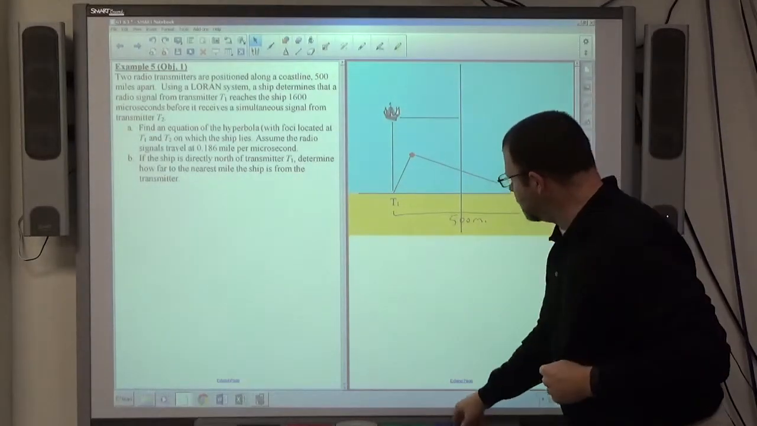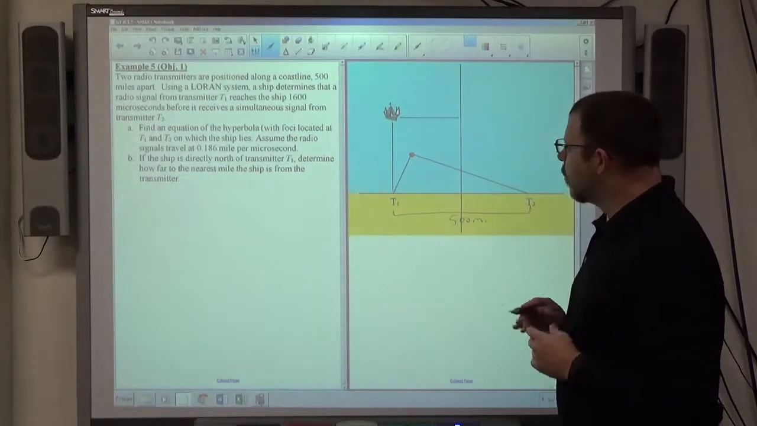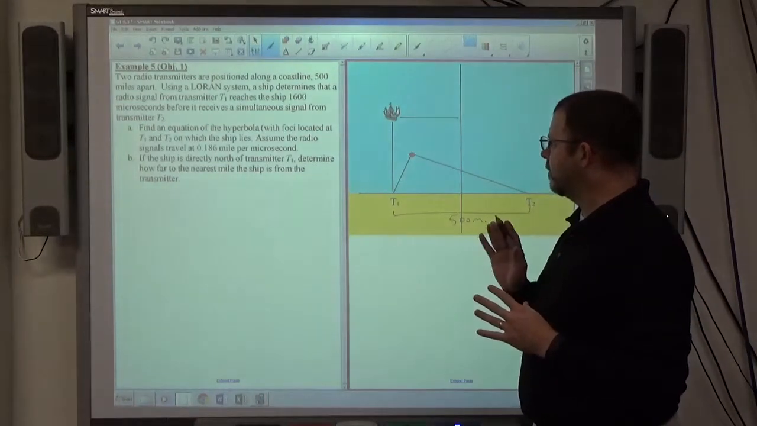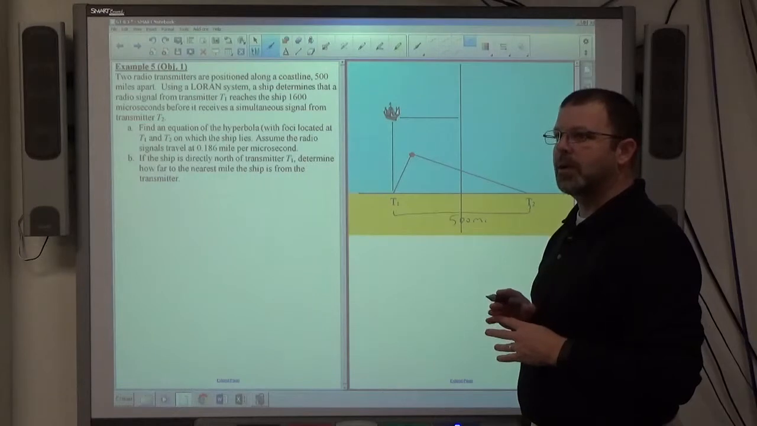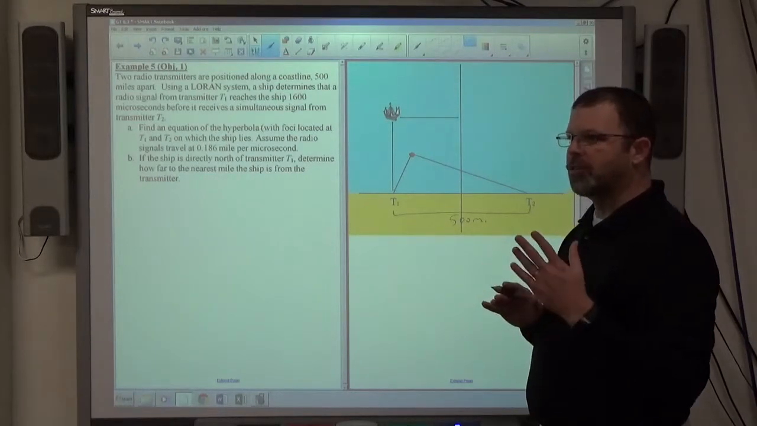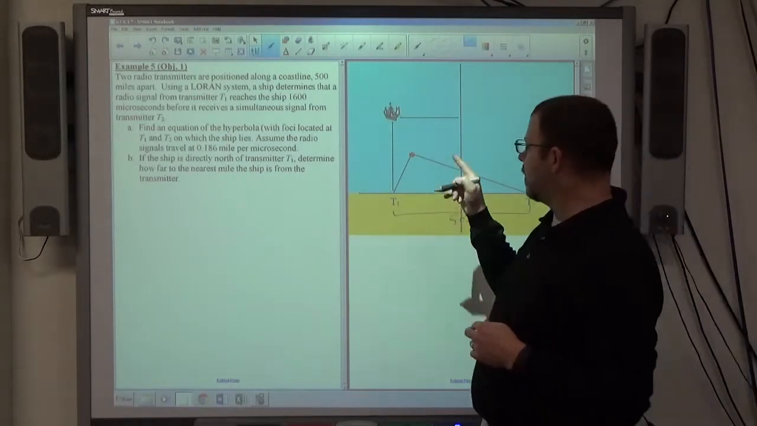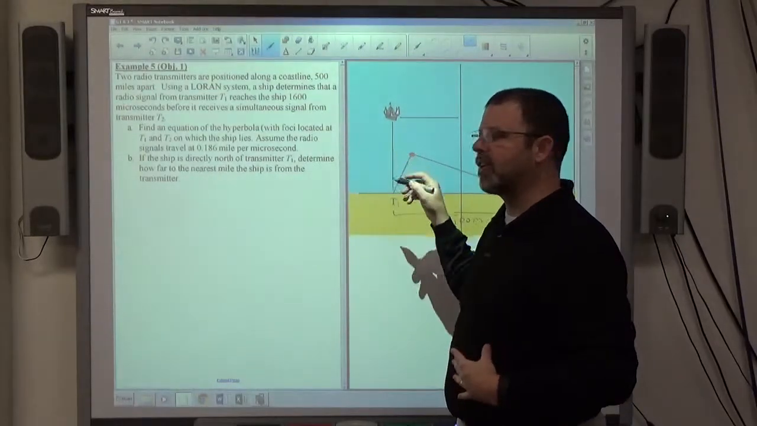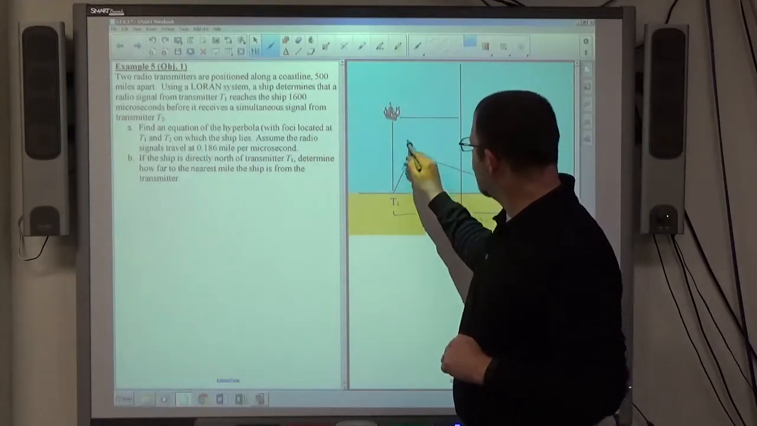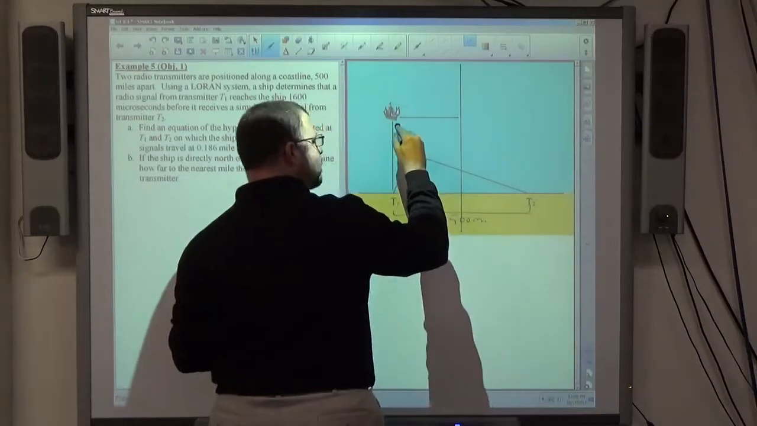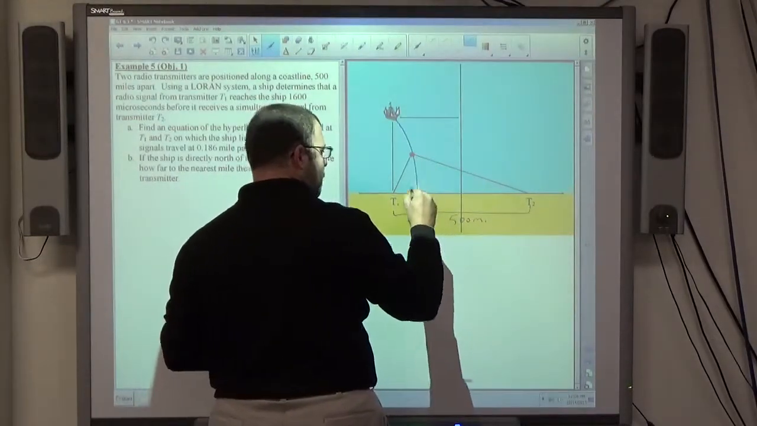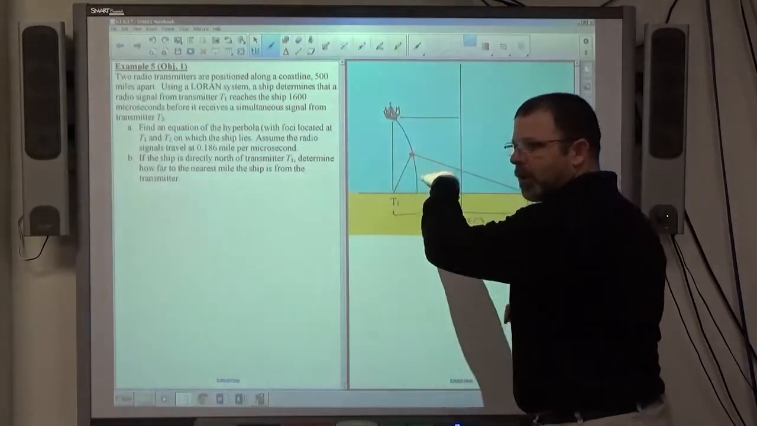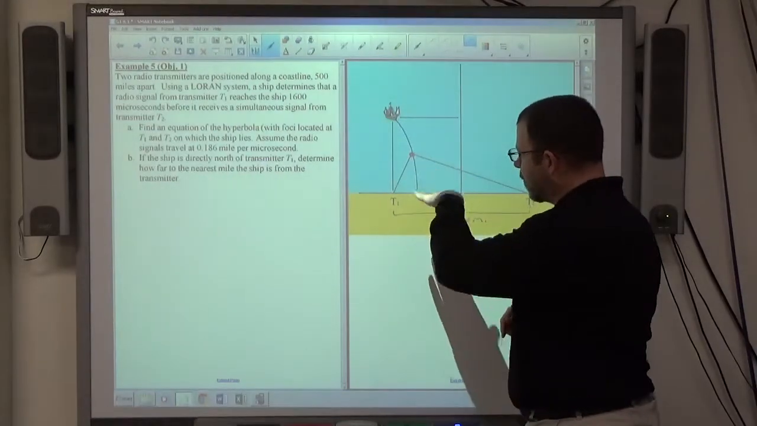So 0, 0, and the transmitters are equally spaced away from the center of this hyperbola. And the way this LORAN system works is it keeps the ship on a hyperbolic trajectory. So as long as the ship captain keeps the discrepancy between the two signals at 1600 microseconds, then the ship is going to stay on a hyperbolic path. This represents the position of the ship at any given point, right? So that's what's happening there.